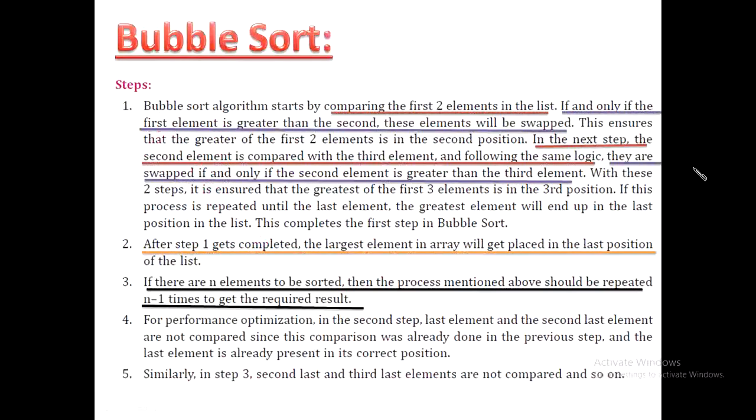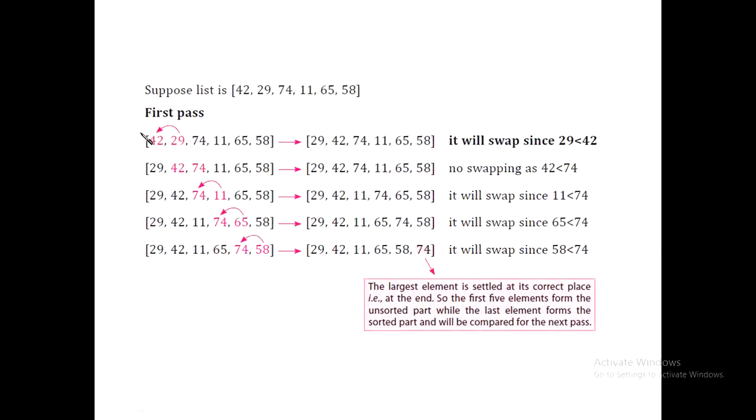Now in the next step, the second element is compared with the third element, following the same logic. Now the first step is completed. Now come to the second step. In the second step, the second element will compare to the third one. Now check, 42 is greater than 74. No. So in this case, these two elements will not swap. They will stay as they are.